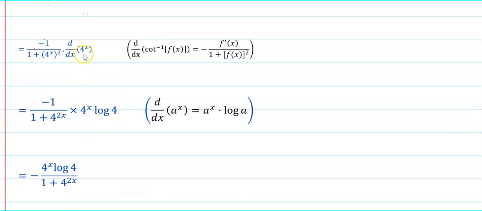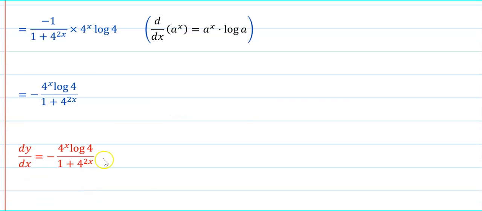Now what is the derivative of 4 raised to x? It is just like a raised to x. Derivative of a raised to x is a raised to x into log of a, means 4 raised to x into log of 4. And next you can have this minus 1 into 4 raised to x into log of 4 is a minus 4 raised to x into log of 4 upon 1 plus 4 raised to 2x and this is the required dy by dx.